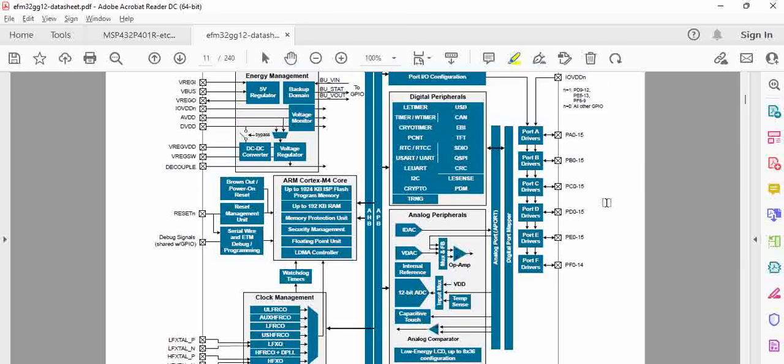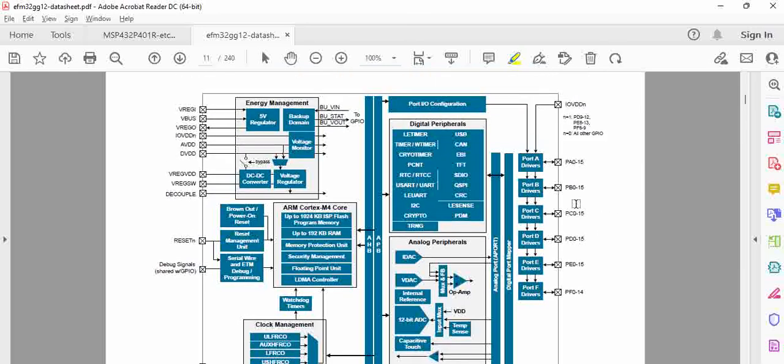And then if you go to the digital peripherals, all these peripherals are available through the ports A to F, which again, based on the pin mapping of a particular microcontroller, we need to understand.